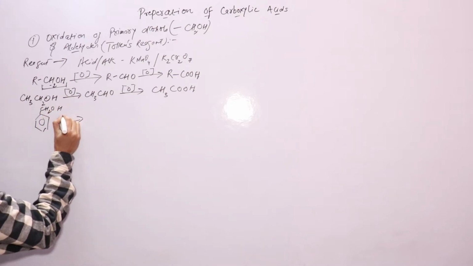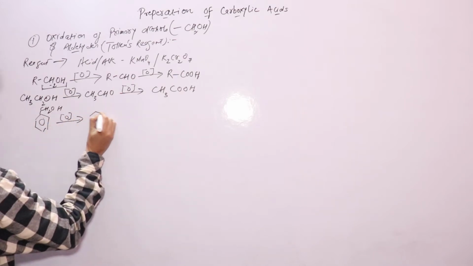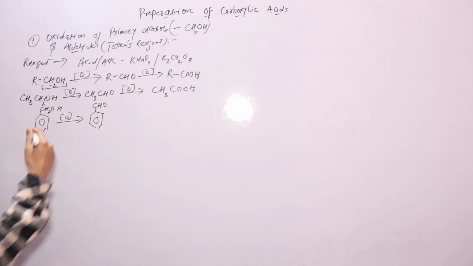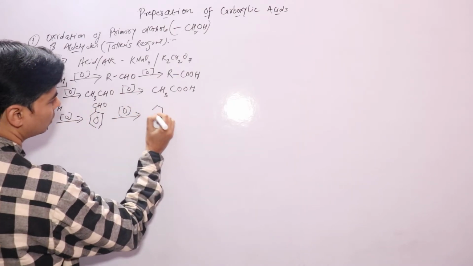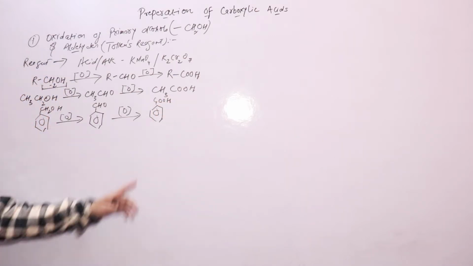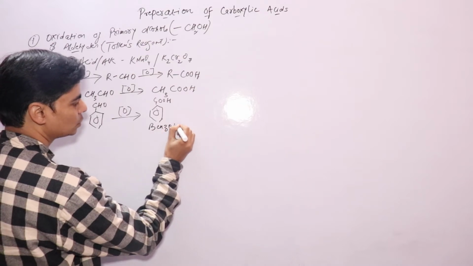you take this compound and oxidize it. CH2OH will first change into CHO. Two hydrogens are removed, so this is oxidation. This will further oxidize to COOH. This is your benzoic acid.